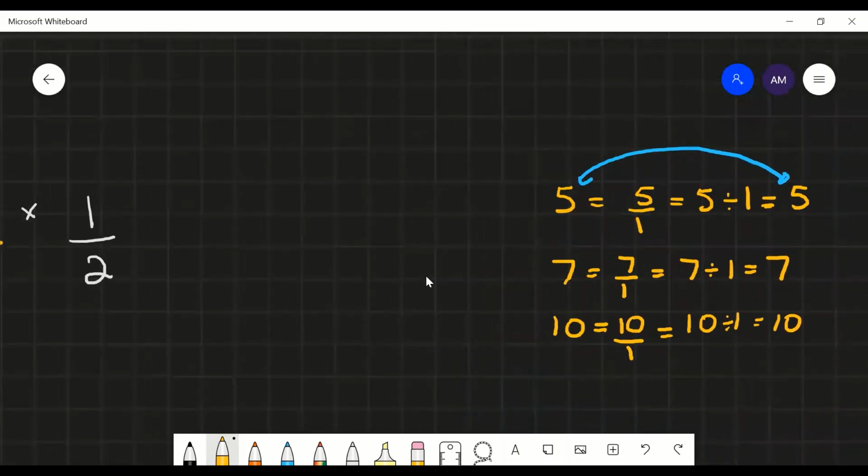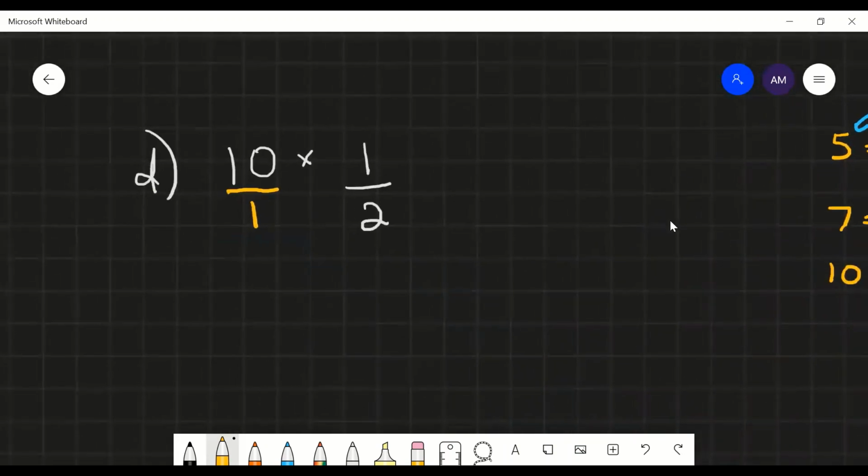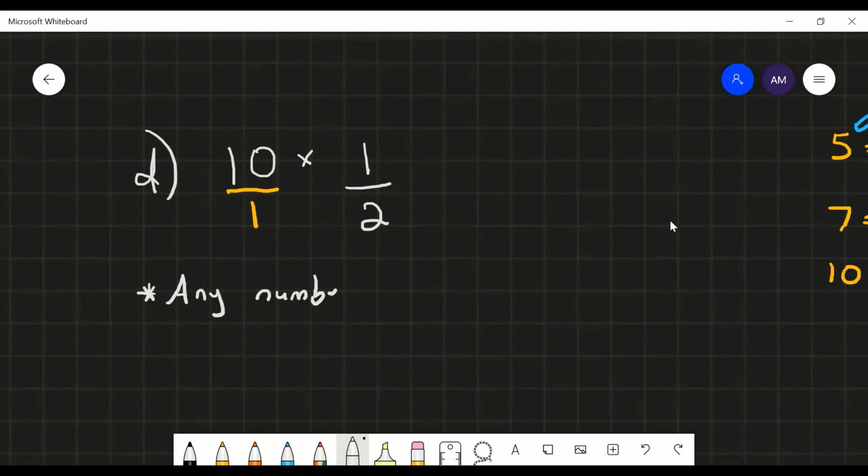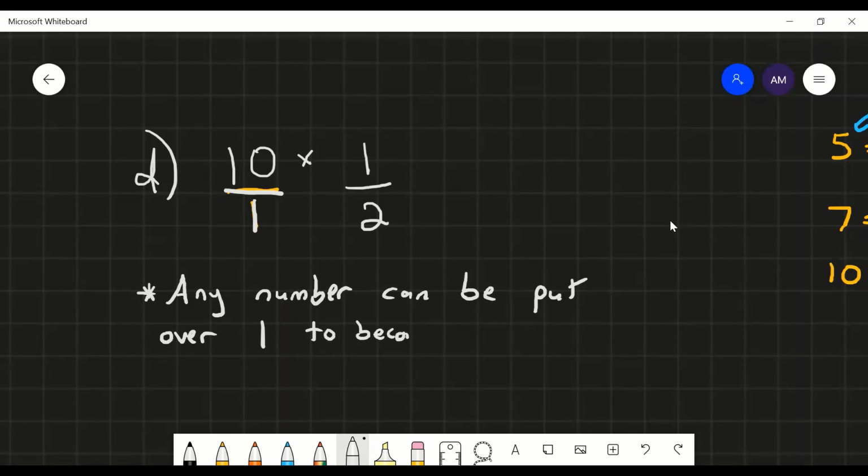So this works for any number. You can even take note of this. Let's put a note here: any number can be put over 1, and that just means to do what I did up here, over 1, to become a fraction. So that means fractions can be compatible with any number that we choose to multiply it to.